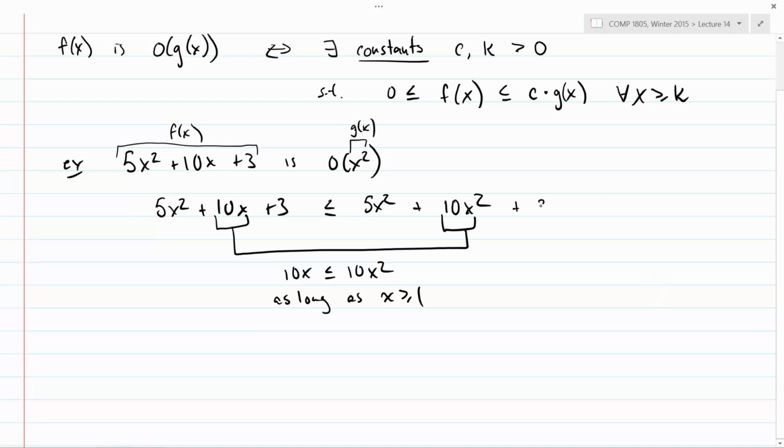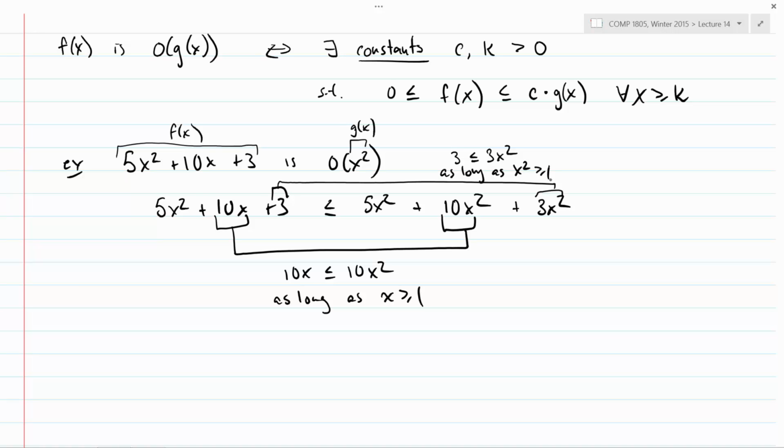The other step is I can say plus 3x squared because I have a plus 3 over here. And that's okay because 3 is less than or equal to 3x squared as long as x squared is at least 1. Because if x squared were, say, a half, then 3x squared would be smaller than 3. So is it clear how I've done this step?